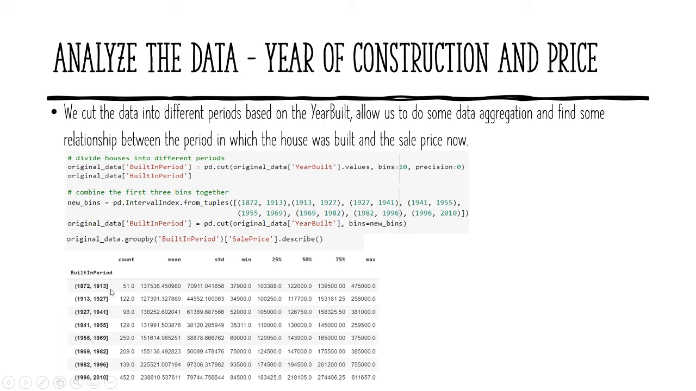So we have different periods, from 1872 to 1913, the period in which houses were built. And we have this period, 1913 to 1927, and we have 122 houses that were built in this period. We have 1927 to 1941, we have 98 houses in this dataset built in this period, and so on and so forth.